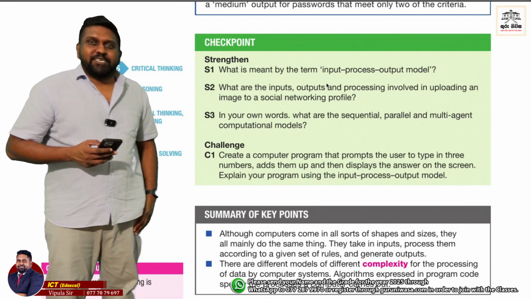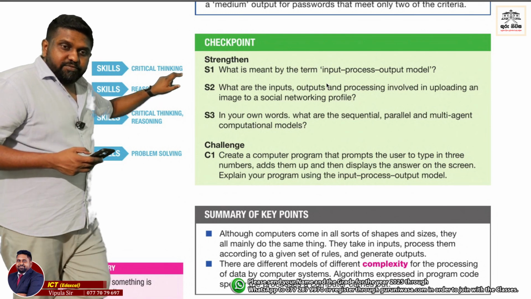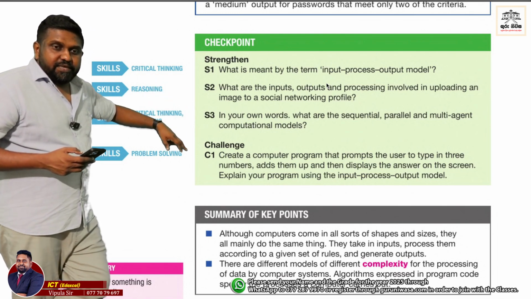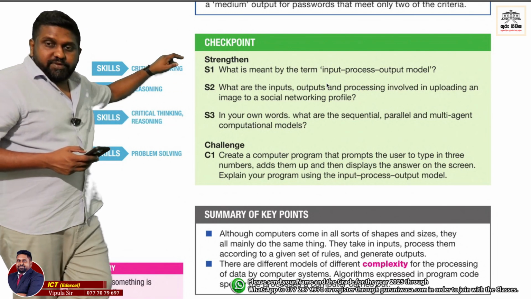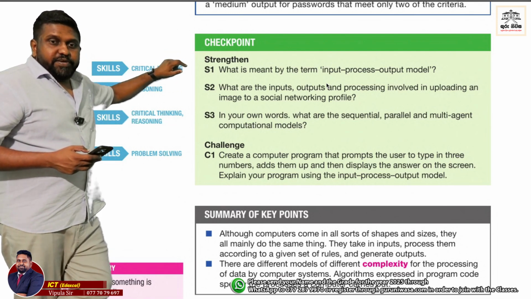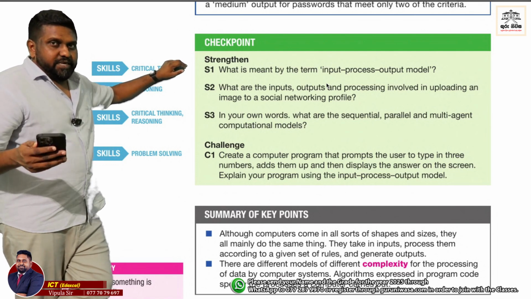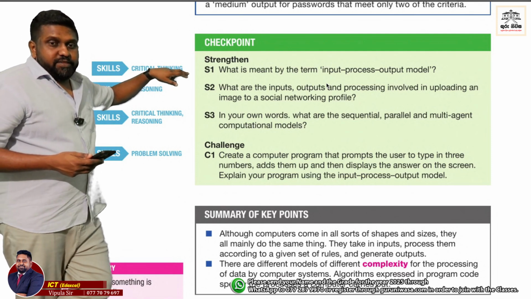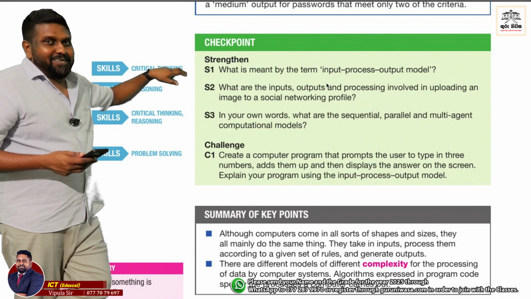Okay, so checkpoint, what are the skills? We have a few skills: critical thinking, reasoning, and the final one is problem solving. When it comes to the strengthen part, what is meant by the term input process output model? Read the top part and write the answer. What are the inputs, outputs, and processing involved in uploading an image to a social networking profile?